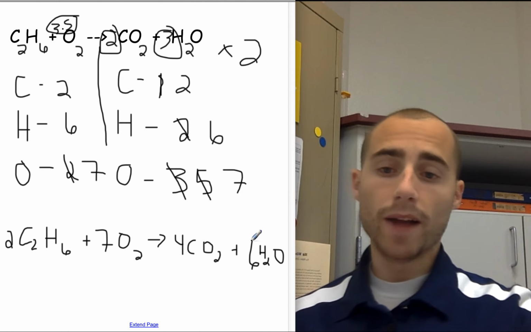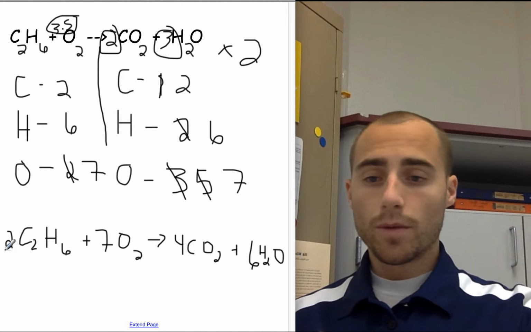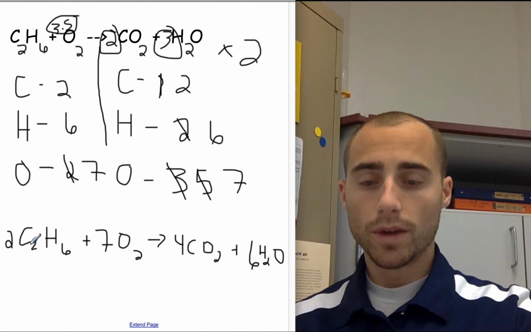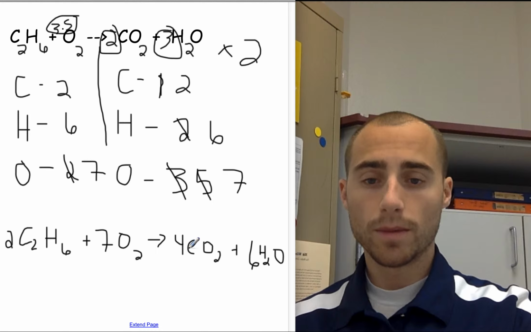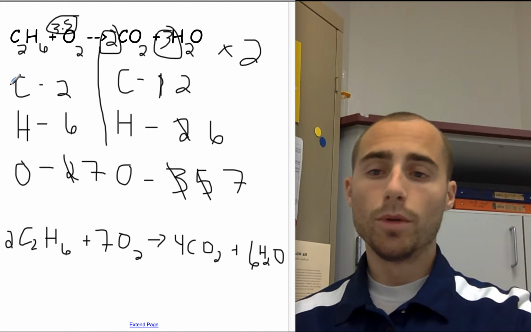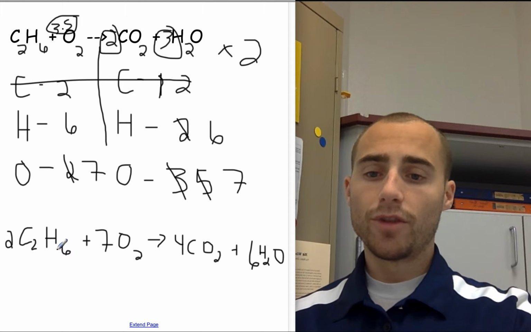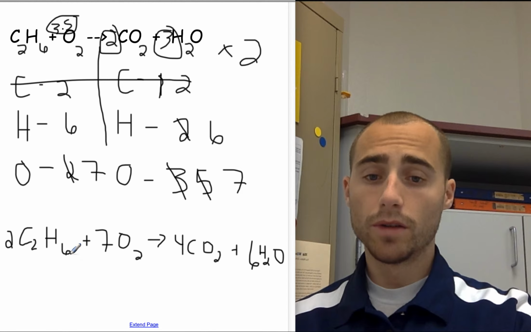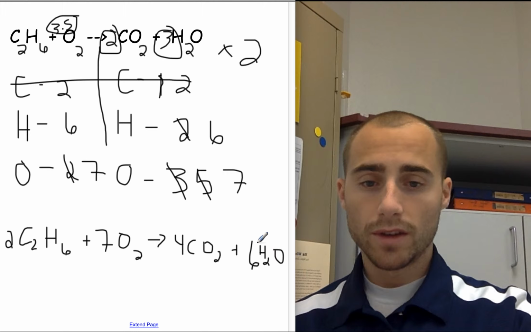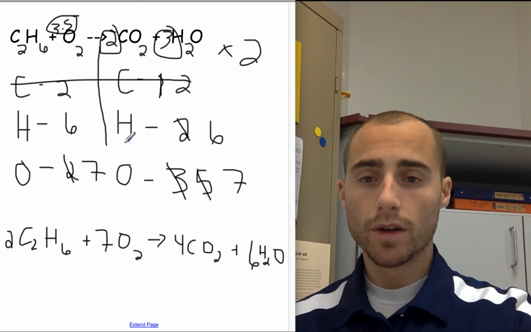Now let's make sure we're balanced here. Carbons, we have 1, 2, 3, 4, because we have 2 times 2 is 4. Over here we have 4 times 1, 4 carbons. Boom, carbons are balanced. Let's look at hydrogens. Hydrogen, we have 6 here and a 2 here. 2 times 6 is 12. Let's look over here. We have 6 times 2 is 12.